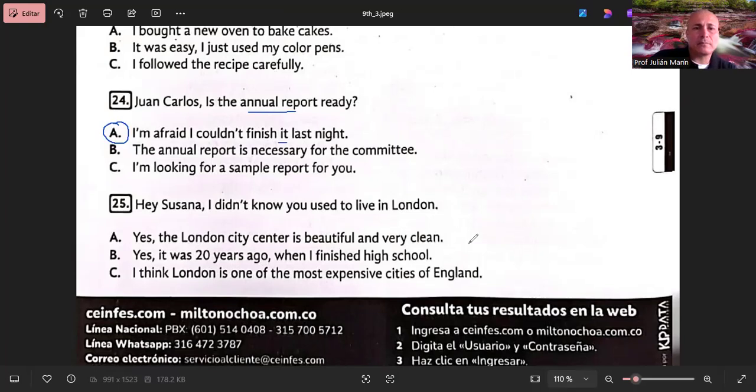And finally, we got 25. Hey, Susanna, I didn't know you used to live in London. So that is a comment. How to respond to that? Talk about Susanna having lived in the city of London. Options. A. Yes, London city center is beautiful and very clean. This could be a good answer, but depending on the other two. Let's evaluate which one fits better.